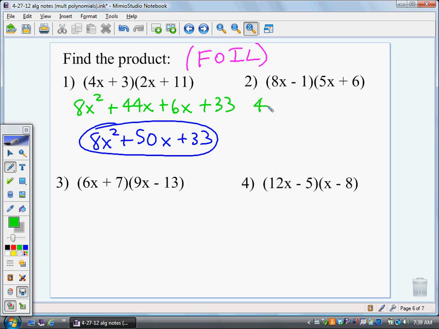Second one, first 40x squared, outer 48x, inner negative 5x, last negative 6. Combine the two middle terms. I forgot my x. Now combine my two middle terms. 40x squared, 43x, and minus 6.